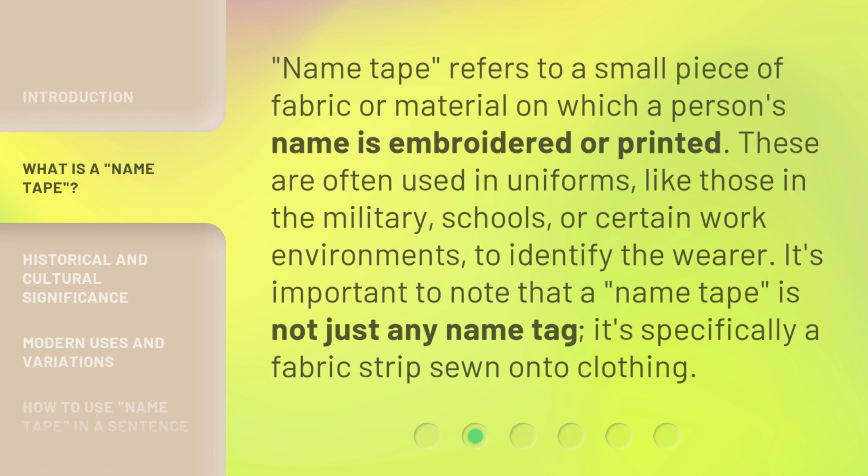Name tape refers to a small piece of fabric or material on which a person's name is embroidered or printed. These are often used in uniforms, like those in the military, schools, or certain work environments, to identify the wearer. It's important to note that a name tape is not just any name tag. It's specifically a fabric strip sewn onto clothing.